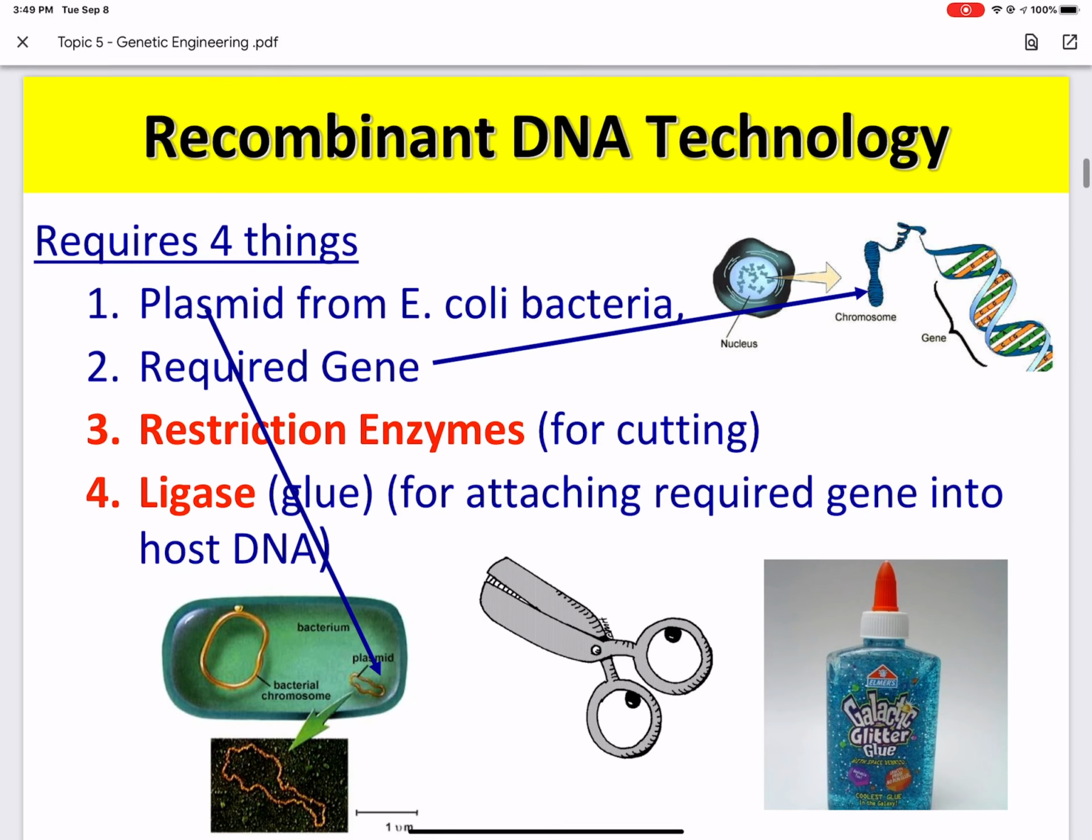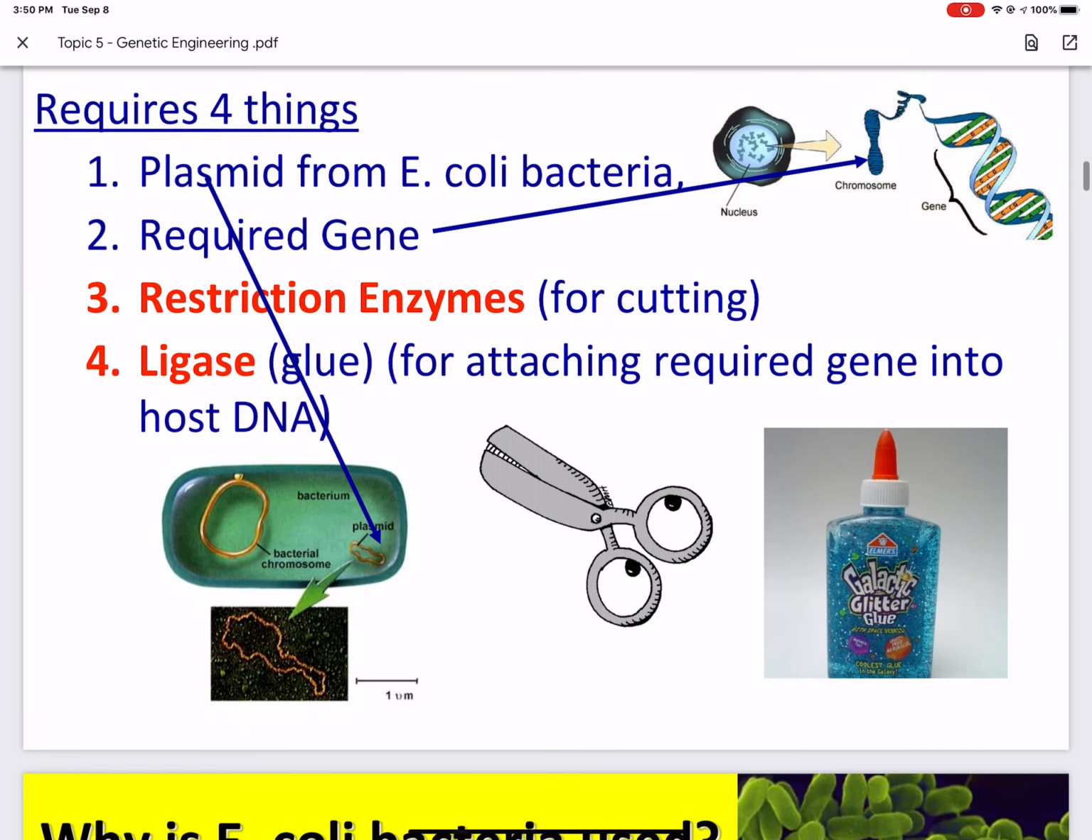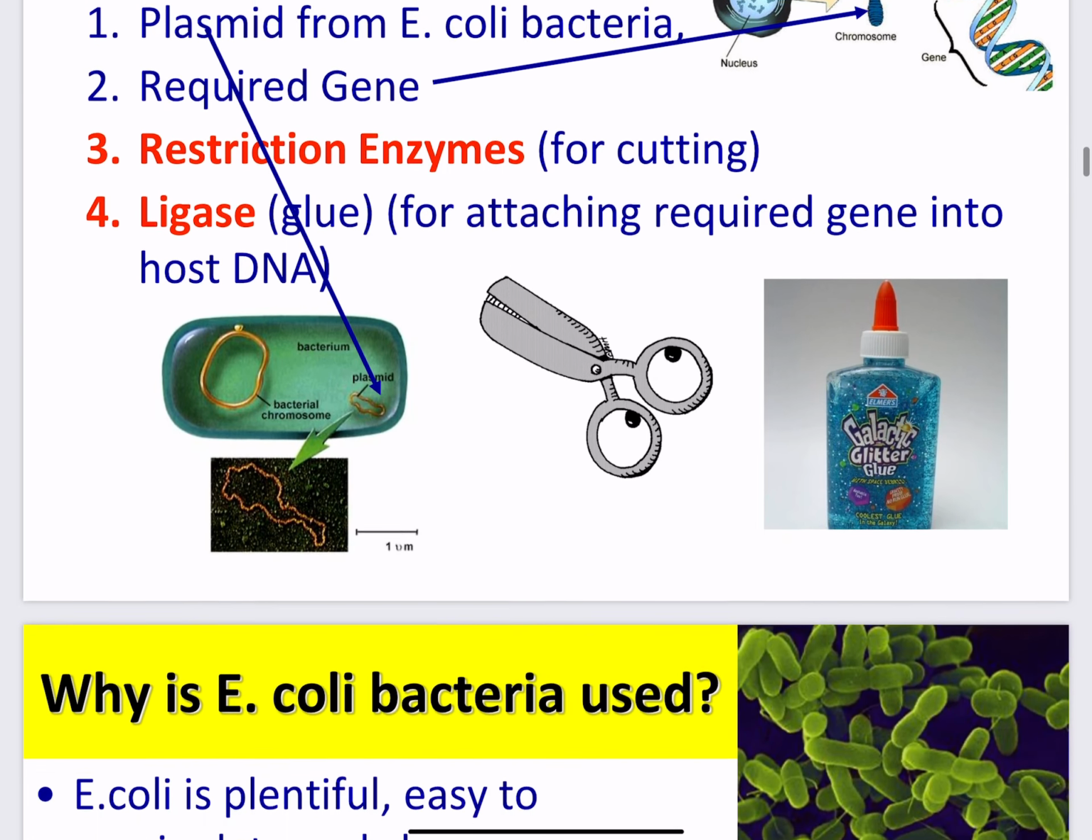Well, we need 4 things: a plasmid from E. coli bacteria. A plasmid is just a circular piece of DNA from bacteria. We're going to need a gene that we want to put in, so the required gene. We're going to need restriction enzymes, which will cut the required gene out and also cut the plasmid open to put the gene in, and then ligase, which will glue it all together.